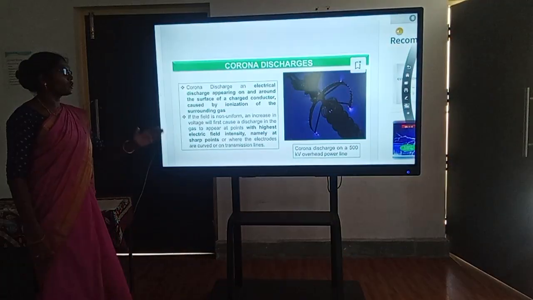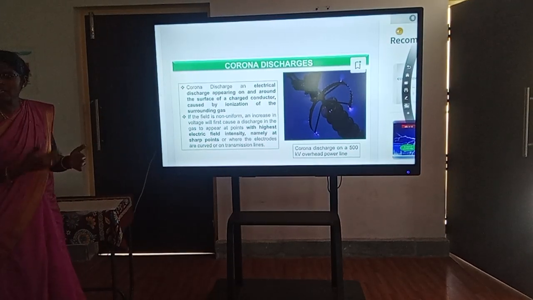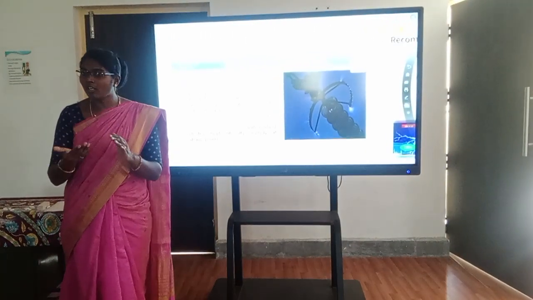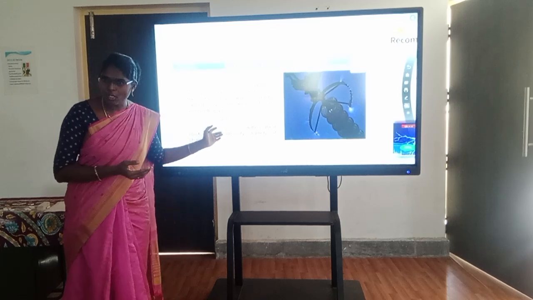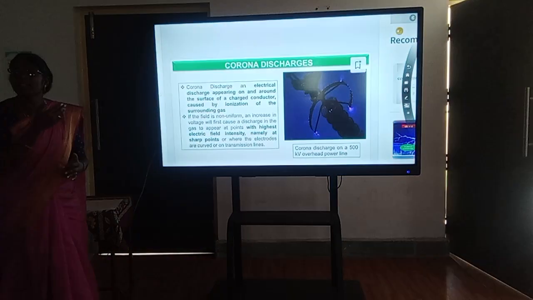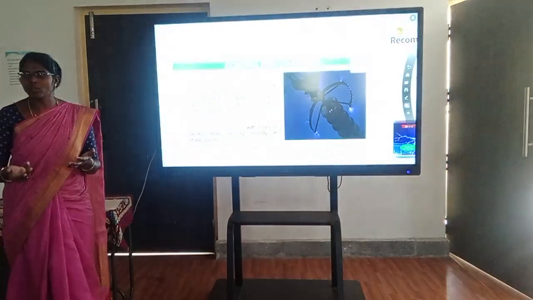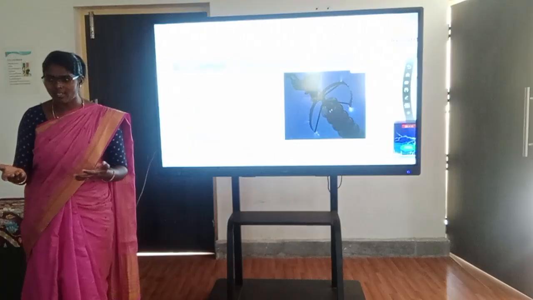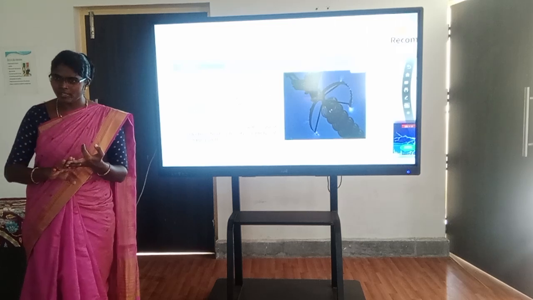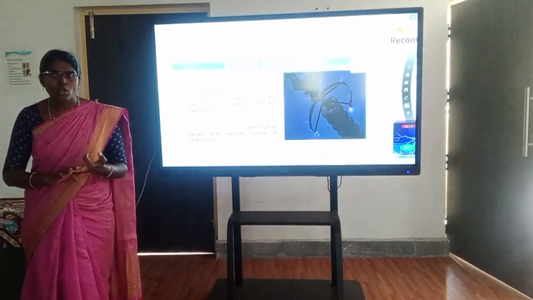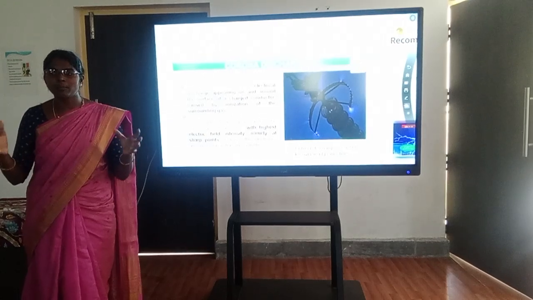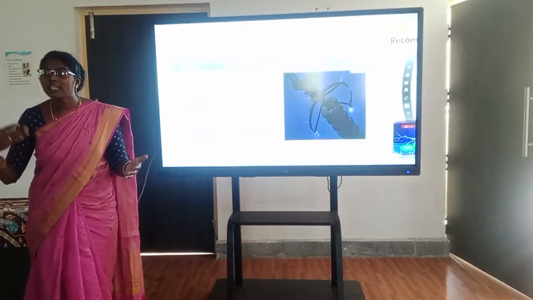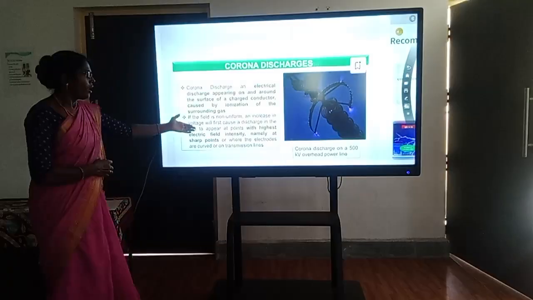If the field is non-uniform, an increase in voltage will occur. We are transmitting only higher voltage, and high current only is flowing. Then why is breakdown occurring, you can ask. But if the electric field is non-uniform, which means the dielectric medium between the two conductors is larger and the distance is getting wider, then automatically the electric field is non-uniform, so the voltage gets even higher. So the voltage is increasing.